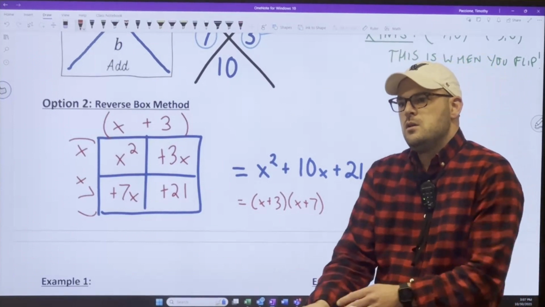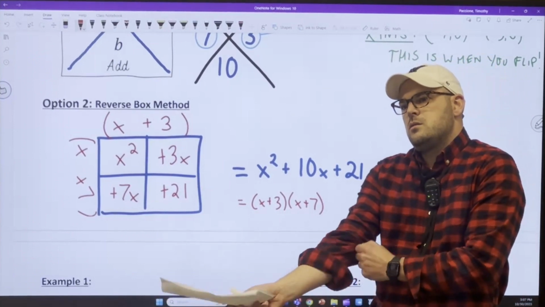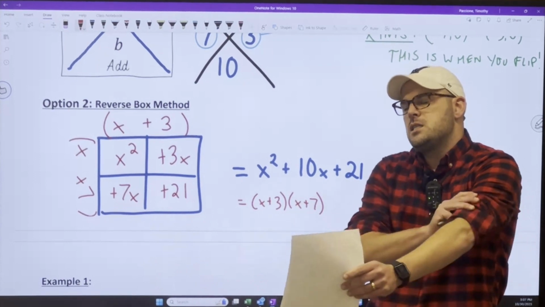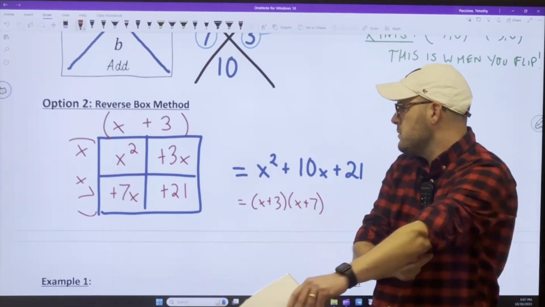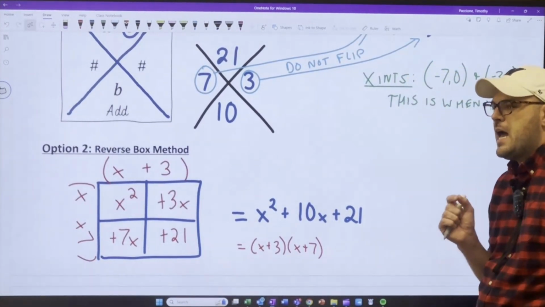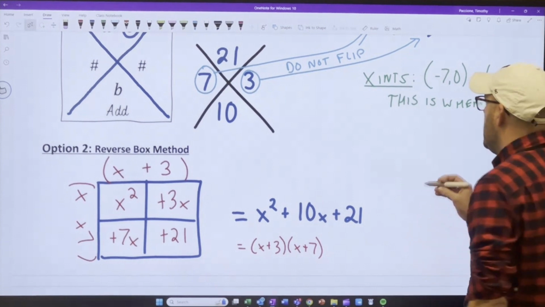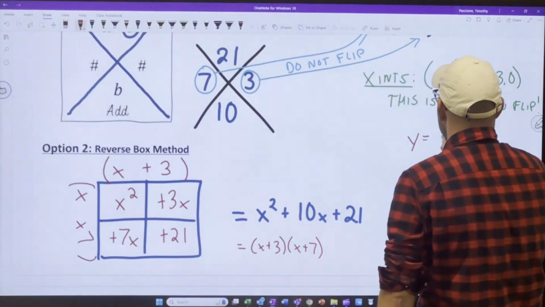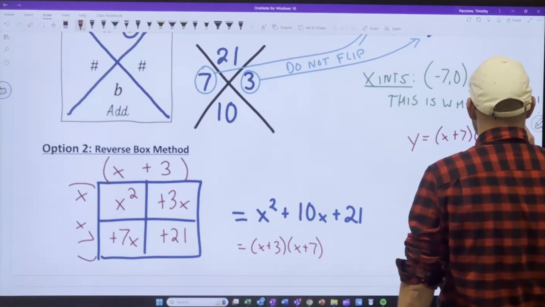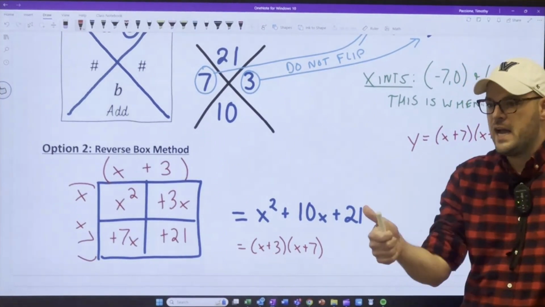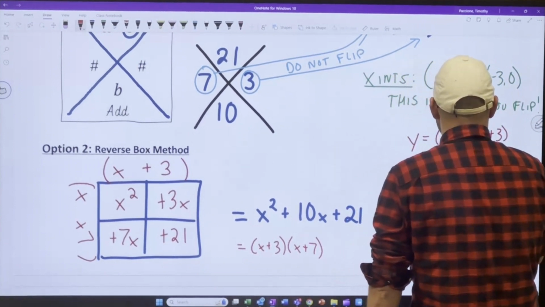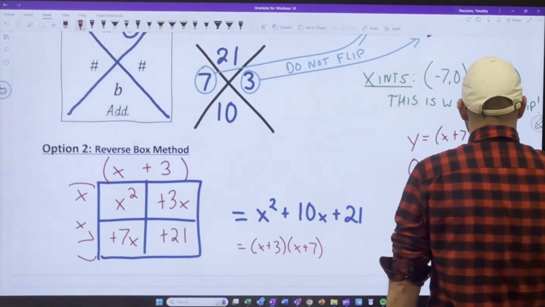Yes? Why did the x-intercept flip the sign? Usually we don't flip it. Because the x-intercept here, why did it flip here? Because the x-intercept happens when y is 0. And if you have y equals x plus 7 and x plus 3, and now you're asking for the x-intercept, y is 0. 0 equals x plus 7, x plus 3.